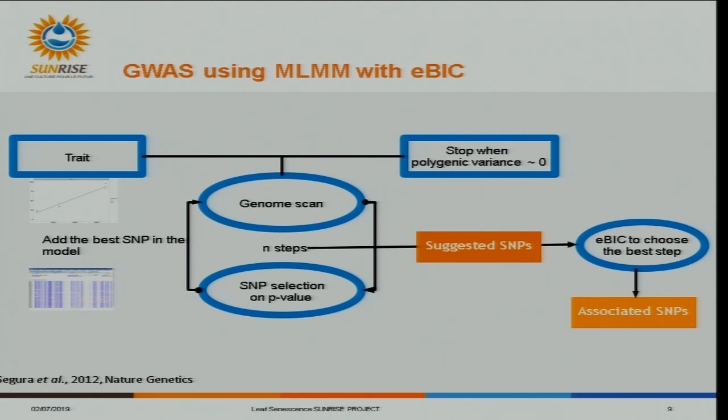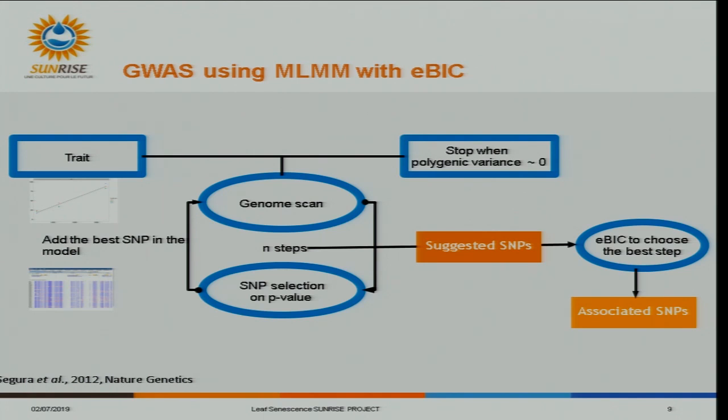You take the best marker, and then you put it in the next model as a covariate, and you scan the genome until there are no more polygenic variants left. This gives you, after n steps, for instance, 21 SNPs, as Juan found. Usually we find much fewer, so I think this is very good for you. This gives a set of what we call, between us, suggested SNPs, because we are very careful. And then there is an EBIC step that allows you to select the most reliable ones.